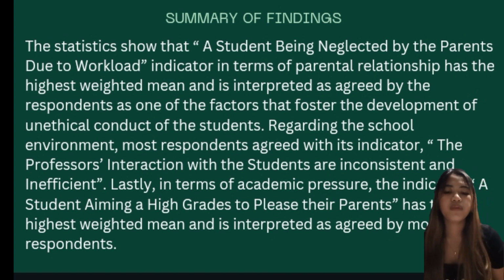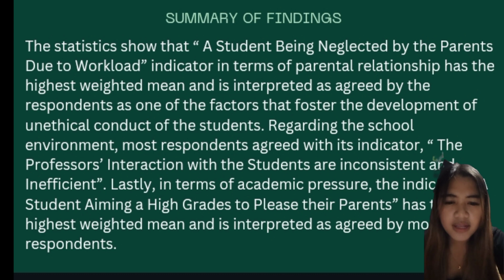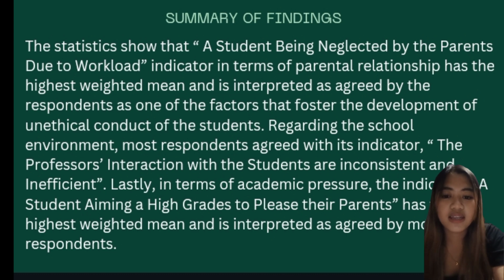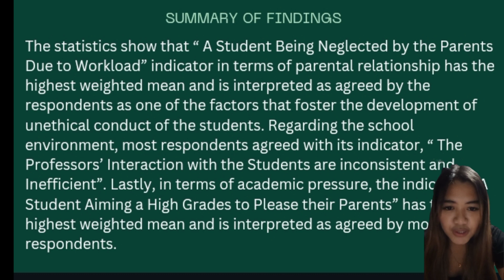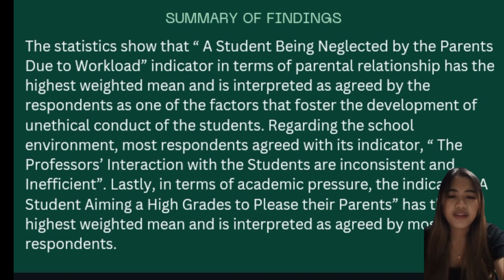Regarding the school environment, most respondents agreed with the indicator that the professor interaction with the students are inconsistent and inefficient. Lastly, in terms of academic pressure, the indicator that a student aiming for a high grade to please their parents has the highest weighted mean and is interpreted as agreed by most respondents.